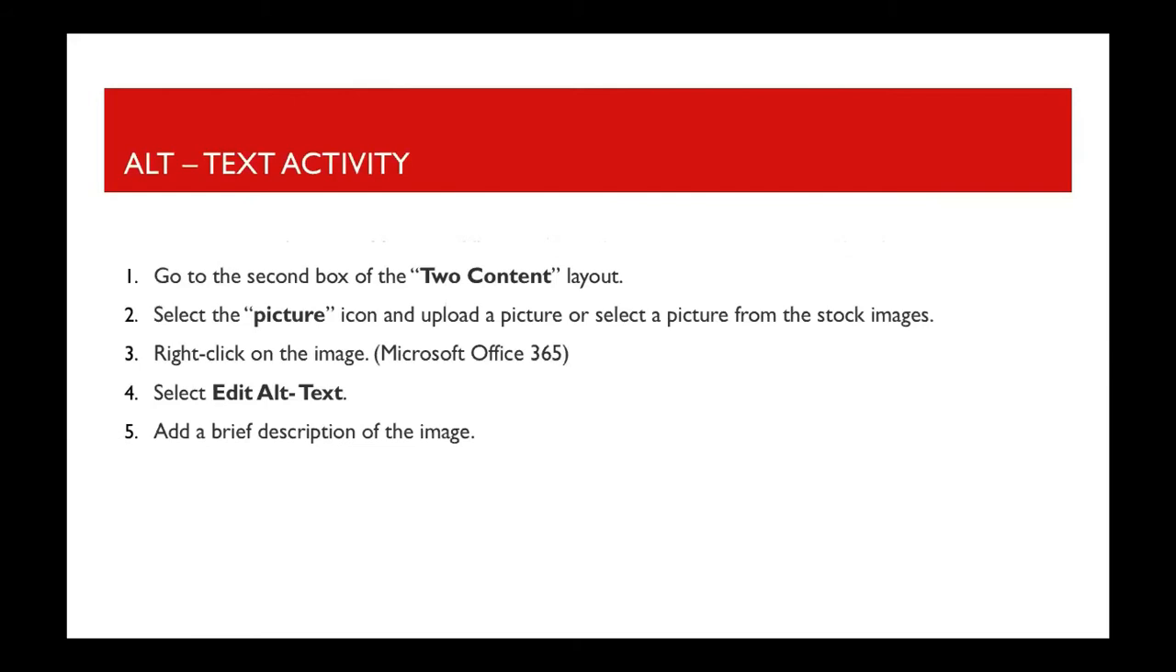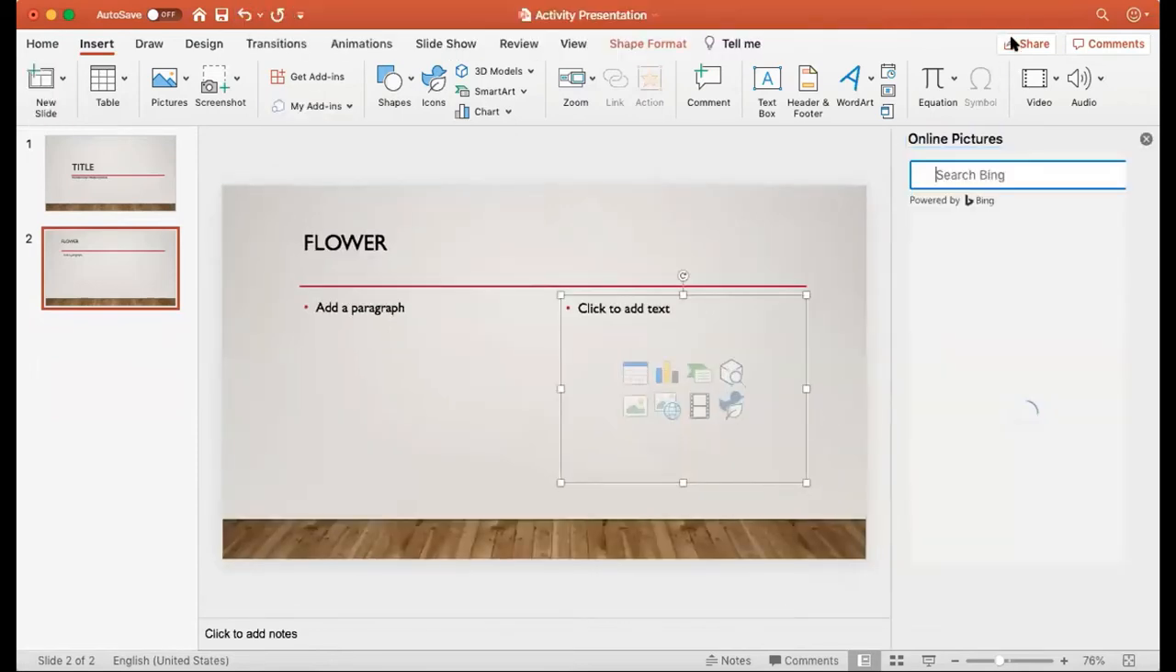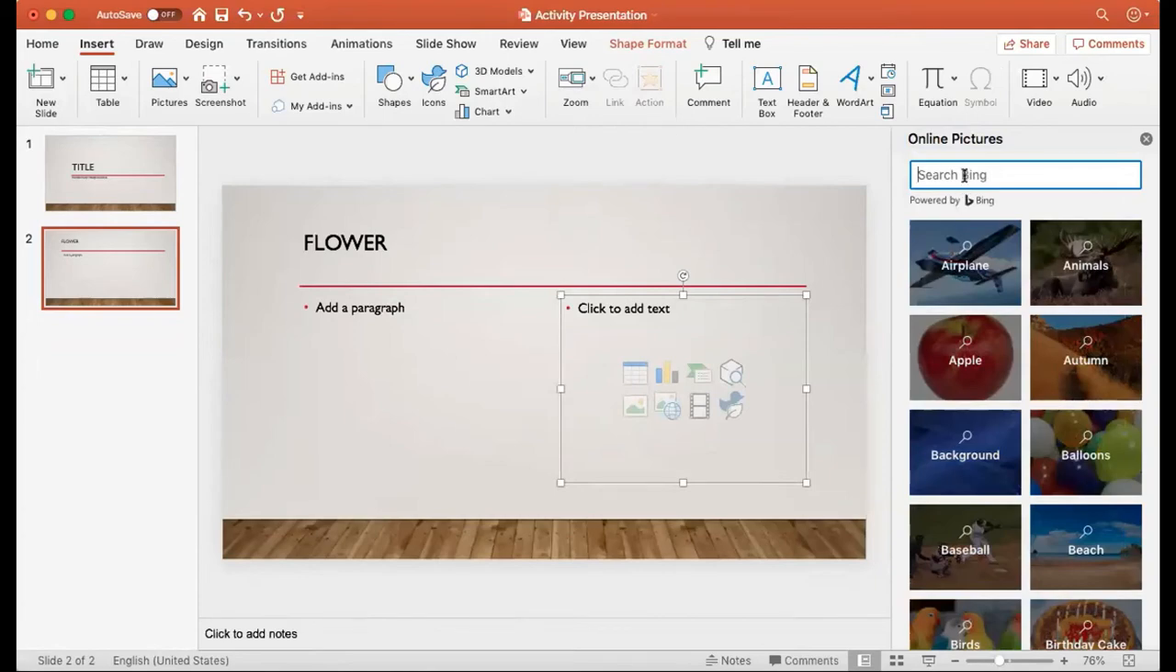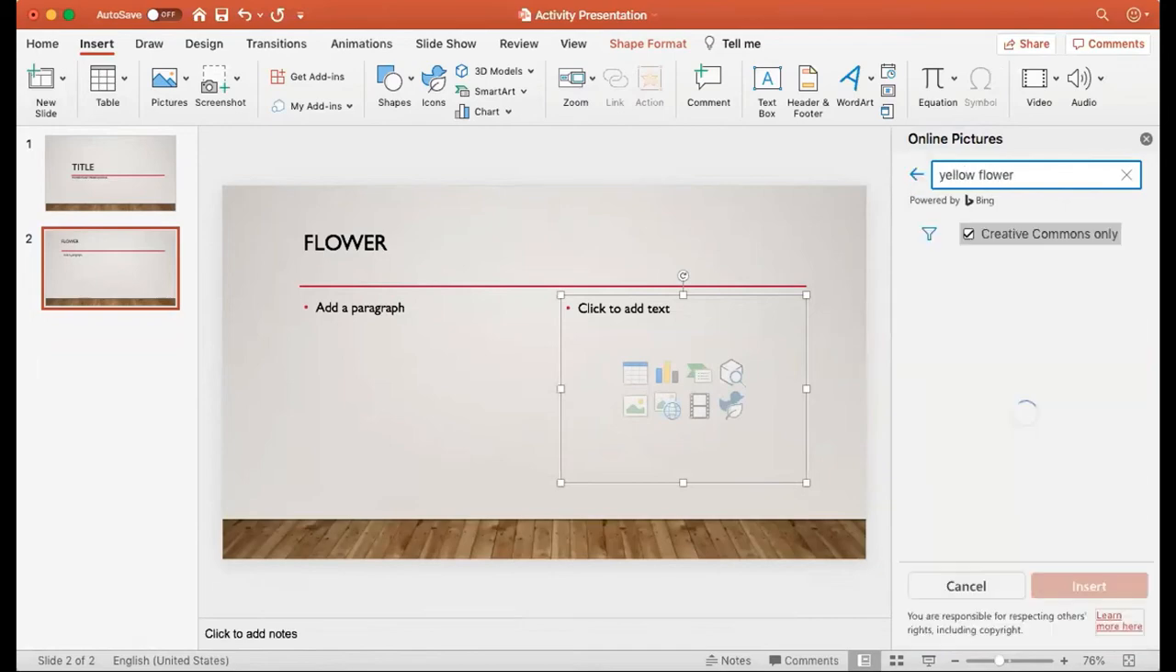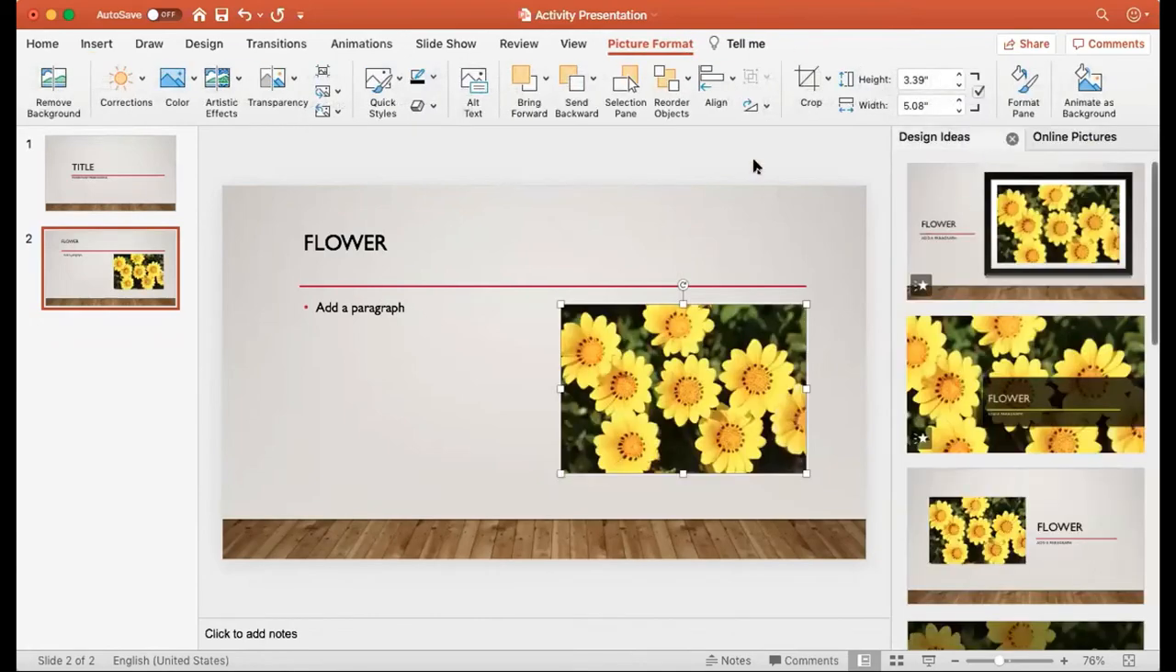So our next activity is we're going to add an image to our 2 content layout. So let's go ahead and switch over to our 2 content layout. Okay, so here we have the flower. And now we're just going to go to our stock image photos and we're going to select the flower to add a flower image. You can select any image you like. So let's select the yellow flower. Okay. And I like the daisies. Okay. So we're going to insert this image.